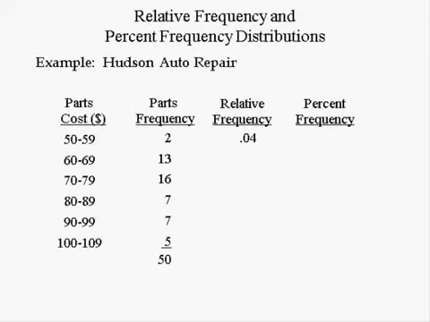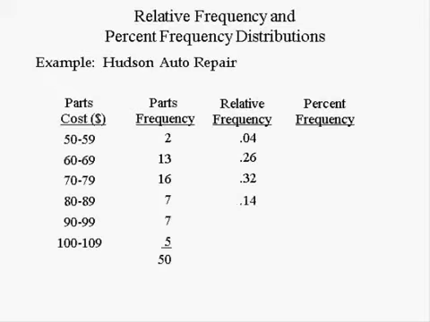Since the frequency of the invoice between 60 and 69 is 13, the relative frequency is found by dividing 13 by 50. So the relative frequency is 0.26. The frequency of invoices between 70 and 79 is 16. The relative frequency of this interval is found by dividing 16 by 50, which is 0.32. The frequency of invoices between 80 and 89 is 7. The relative frequency of this interval is found by dividing 7 by 50, or 0.14.